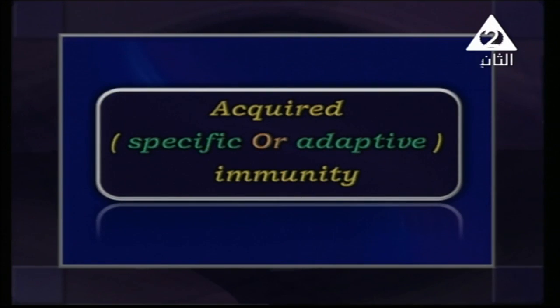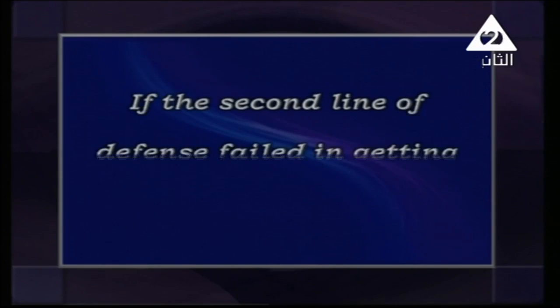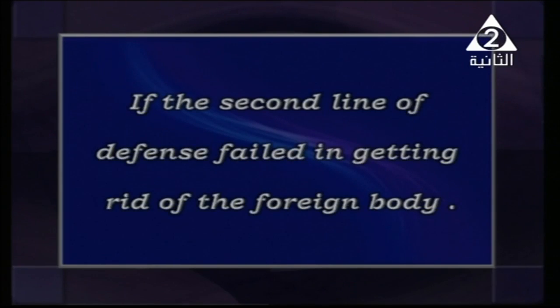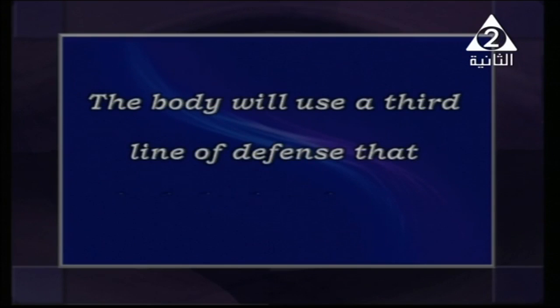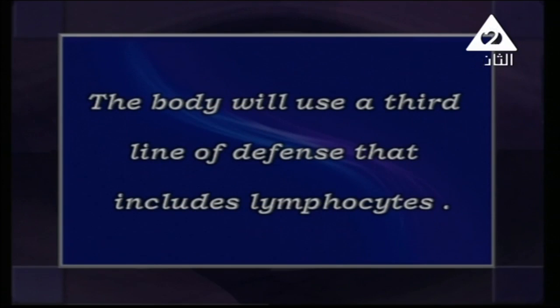After that, we need to start with the acquired, or specific, or adaptive immunity system. If the second line of defense fails in getting rid of the foreign body, the body will use the third line of defense. So what did we say? We have three lines of defense.